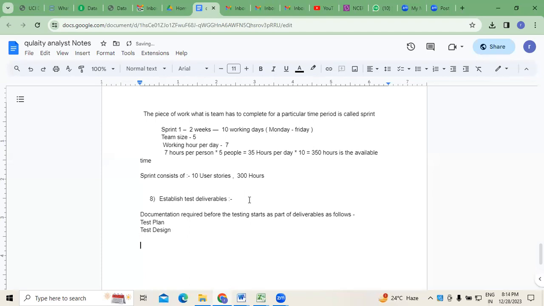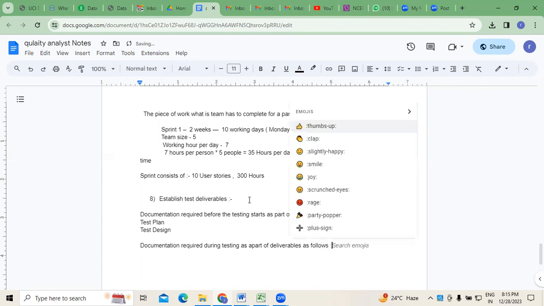Next one, documentation required during testing as part of deliverables, as follows, right? So what are the documentation which has to be focused more?